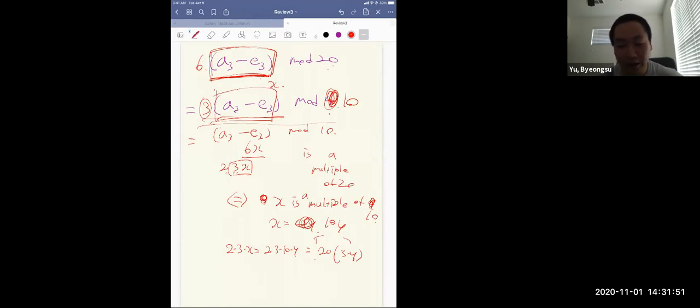So that's why I mentioned GCD in our class, the greatest common divisor of those two numbers. If you think about the greatest common divisor of 6 and 20, then you get 2. So you can divide both sides by your greatest common divisor to get 3 and 10. Then again, 3 and 10 have a greatest common divisor of 1. So you can just get rid of your 3 to get the conclusion.